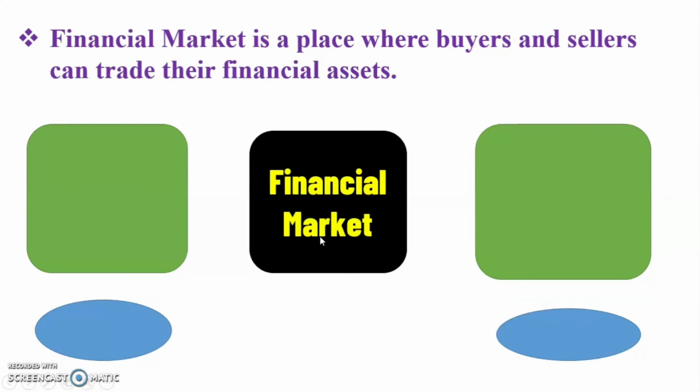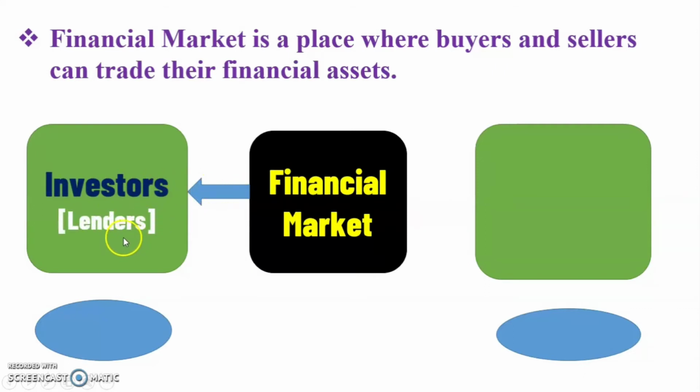Dear students, financial markets mainly involve two parties. This is a diagram which presents the two parties of financial markets. The first party is investors or lenders, who invest in the financial market or who buy financial instruments such as shares, bonds, debentures, etc.